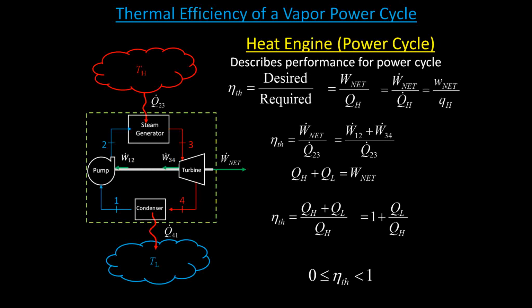And remember, you're hip to win. Work in is negative, so work in the pump is negative. Work out of the turbine is positive. That's still divided by the rate of heat transfer from 2 to 3.